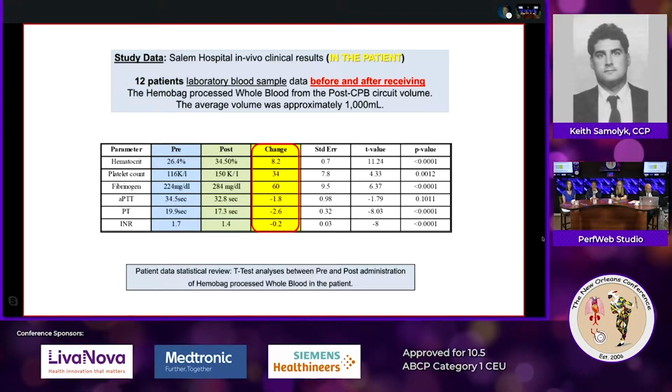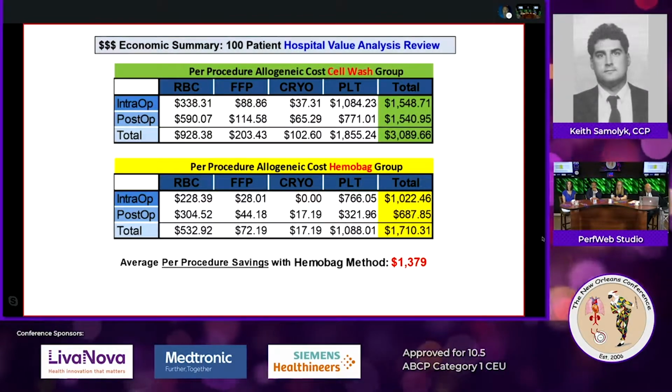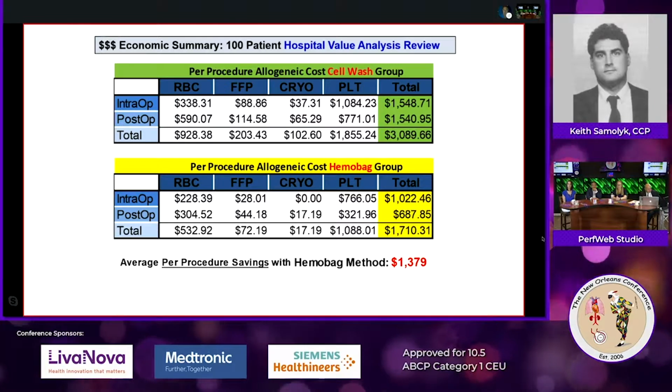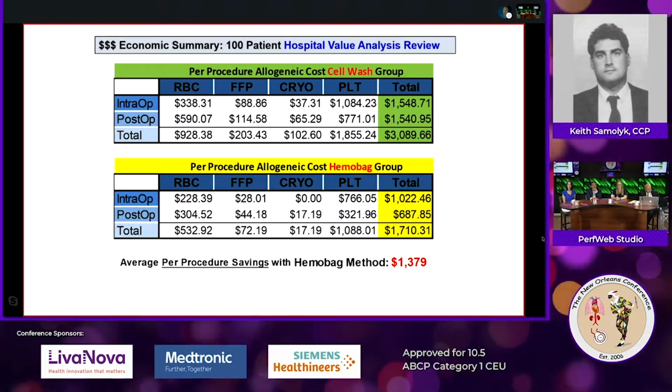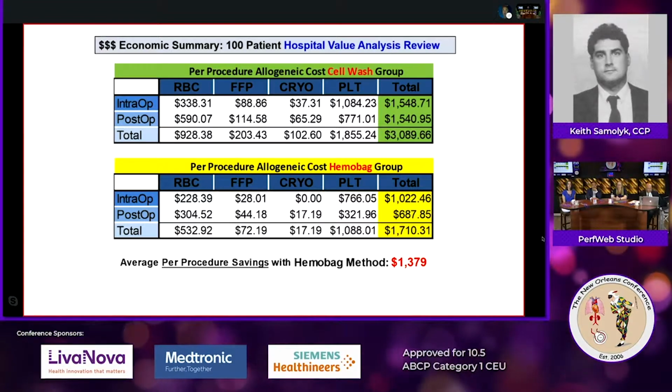I've also gotten a whole lot of people that say, well, what's the economic, how can you prove this? So most hospitals nowadays have what is called a hospital value analysis review.